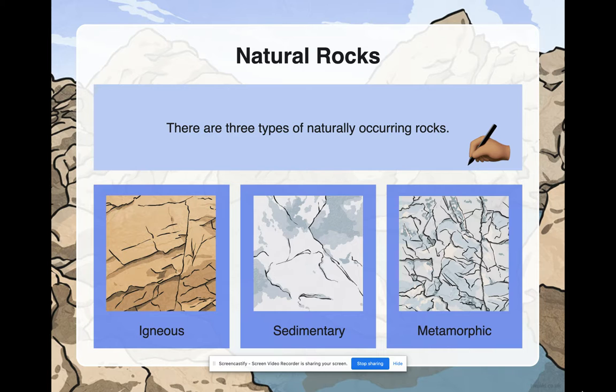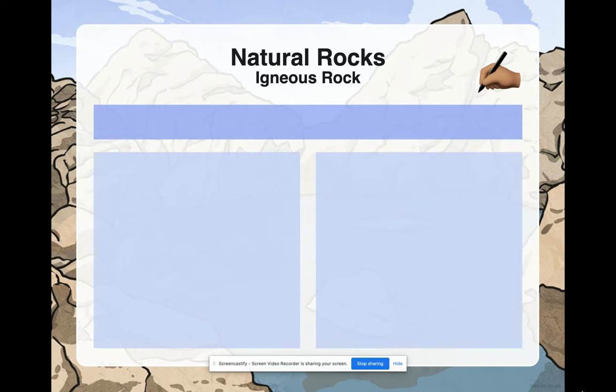Go ahead and copy this down in your notebook. Remember, whenever you see the pen tool emoji on the screen, that is an indication that it's for you to write down these notes. So the 3 types of rocks that we're going to talk about are igneous, sedimentary, and metamorphic. Next slide. Natural rocks.